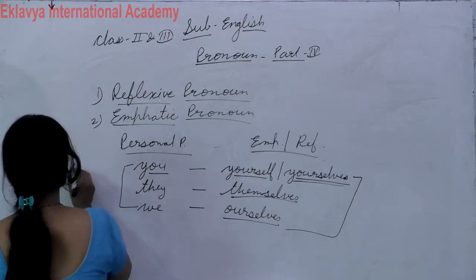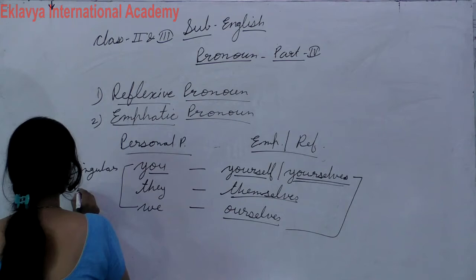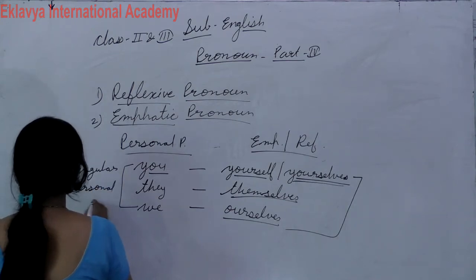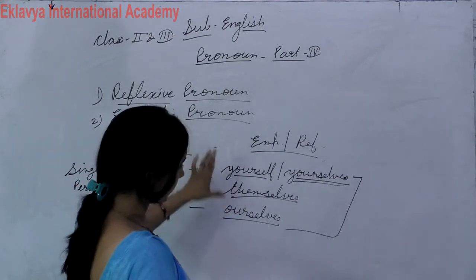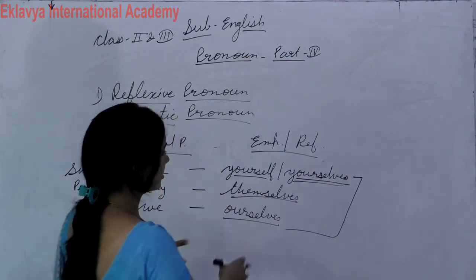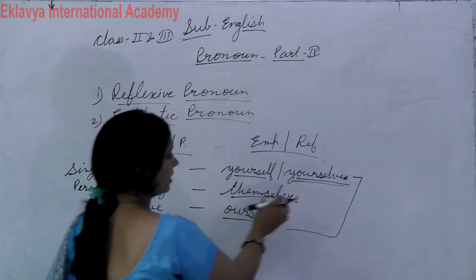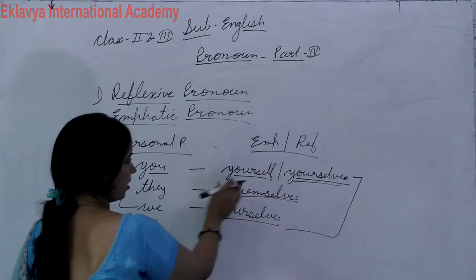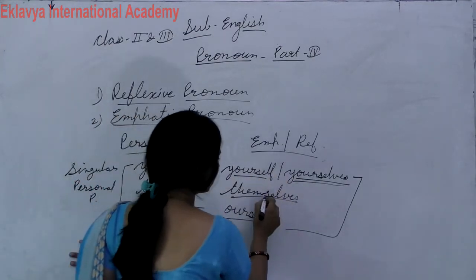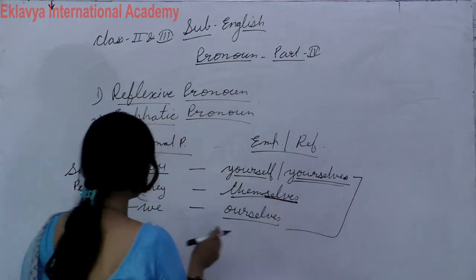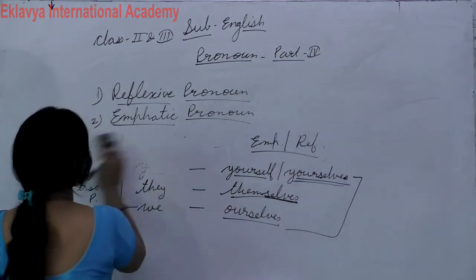So singular personal pronoun, and this is a compound pronoun also, because they are formed by adding self or selves. With plural we will add selves, because you is singular and plural, they is also plural, so themselves. With plural we will add selves, and we is ourselves. So you have to write this, how to form.